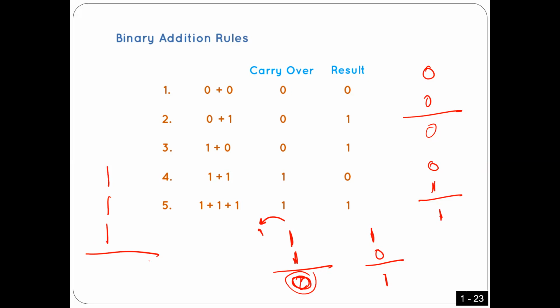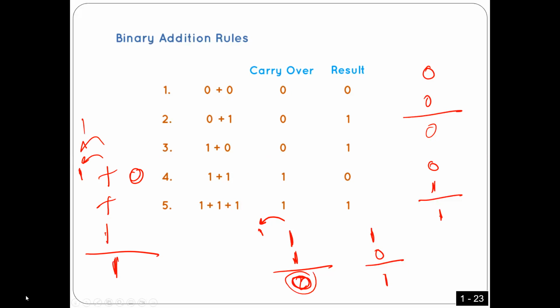I'm going to do it slowly, but in the future you should know 1 plus 1 plus 1 is 1, and there is a carry of 1. But let's do it slowly. 1 plus 1 is 0, and there is a carry here of 1 to the next one. 0 plus 1 is actually 1. You get what I'm saying?